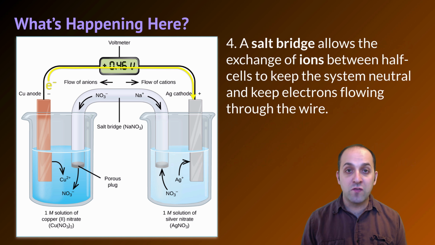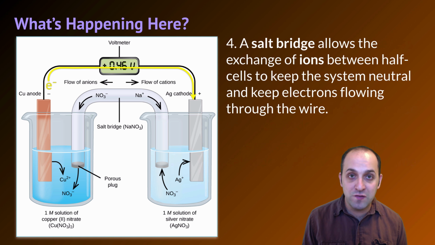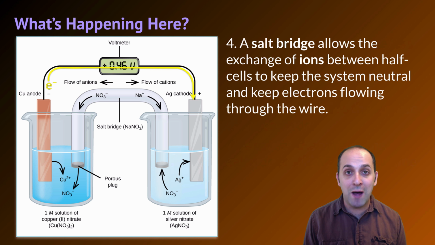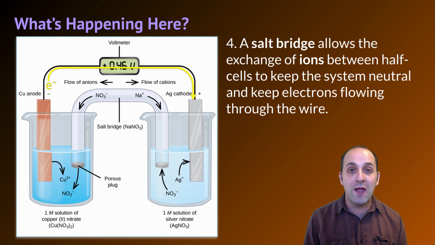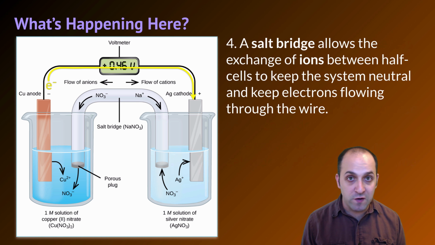This system only works due to the presence of the salt bridge. The salt bridge is going to allow ions to be exchanged between the two half cells, which is going to keep the overall system electrically neutral. If you think about it, as copper produces electrons, it becomes more positive. That would pull the electrons back and cause them to stop moving through the wire, unless we had some way of counterbalancing that increasingly positive charge. We do. That's the salt bridge.